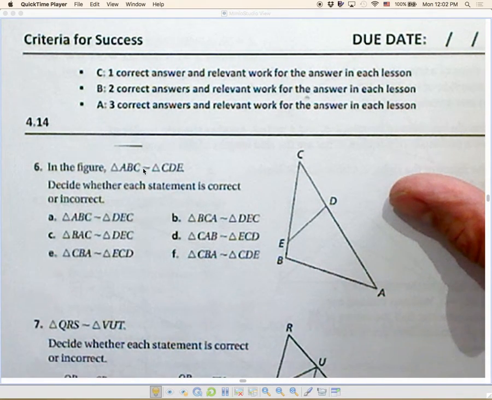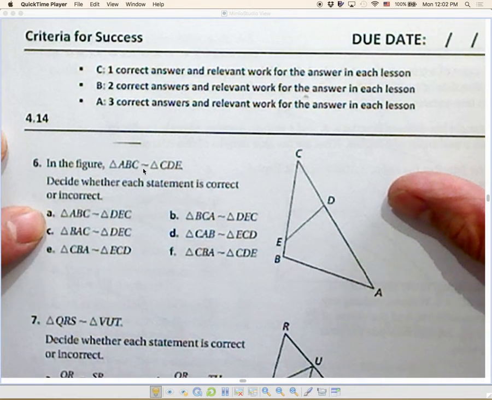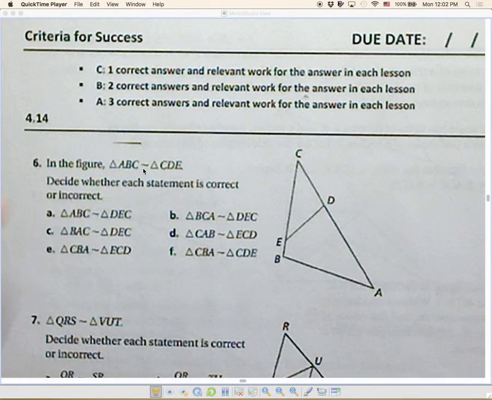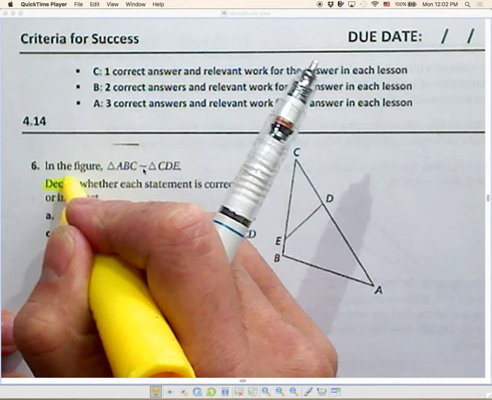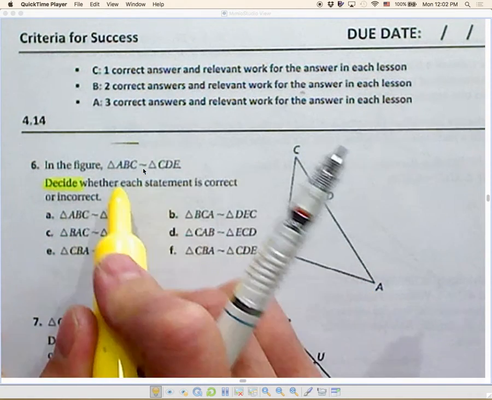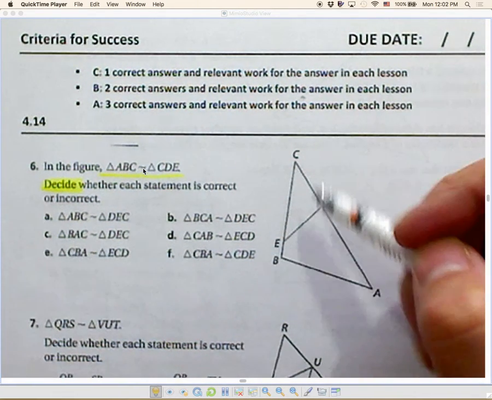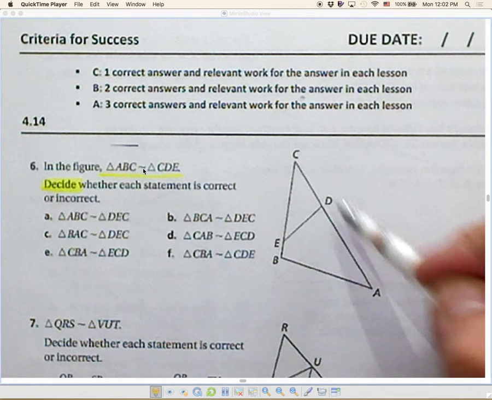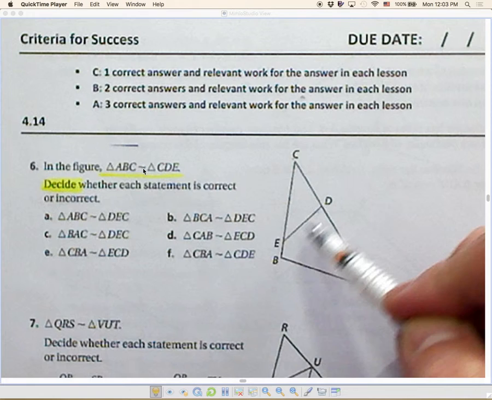The goal of this problem is kind of like a yes or no question, right? So let's look at A. Triangle ABC is similar to triangle DEC. So what we need to do is to decide. What we know is triangle ABC, this big triangle, is similar to triangle CDE.